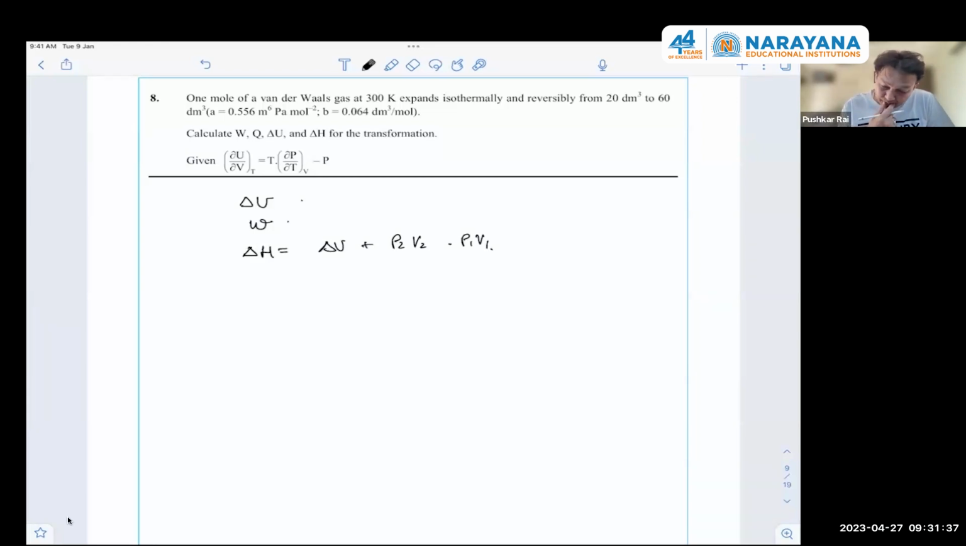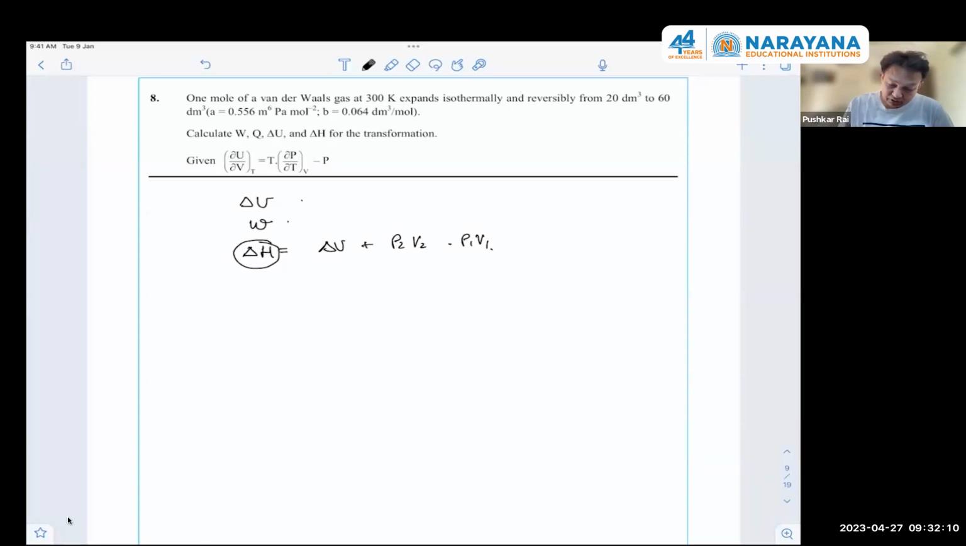But there is one problem. We don't know pressure P1 and we don't know what. So I think delta H calculation will be very difficult. Because we know the V1 and V2, but we don't know P1 and P2. How to get it? Van der Waals equation. Yeah, so that calculation will become very lengthy. But it can be done. Okay, so avoid calculating this delta H.